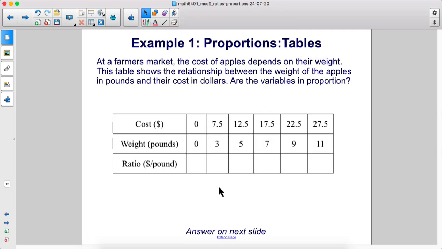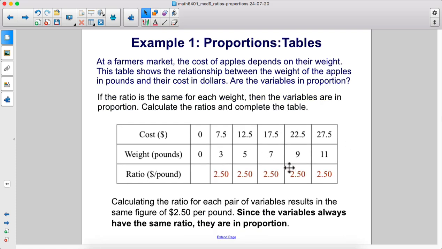At a farmer's market, the cost of apples depends on their weight. This table shows the relationship between the weight of the apples in pounds and their cost in dollars. Are the variables in proportion? If the ratio is the same for each weight, then the variables are in proportion. Calculate the ratios and complete the table.